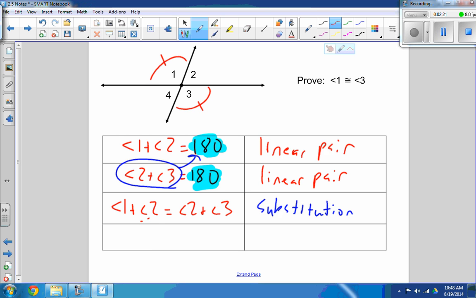Now subtract angle 2 from both sides because they're equal. And I get angle 1 equals angle 3. Subtraction.